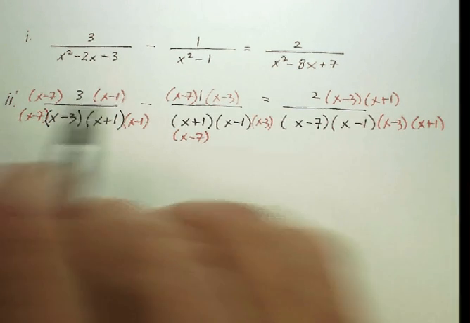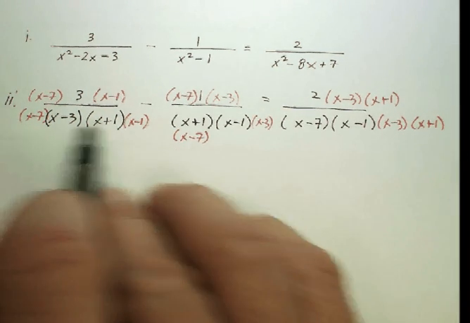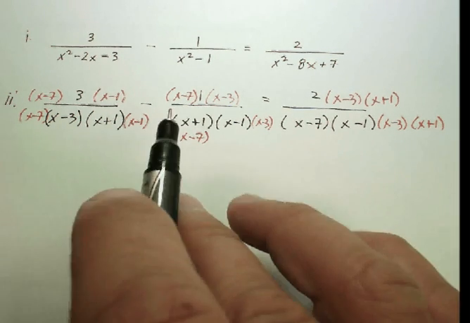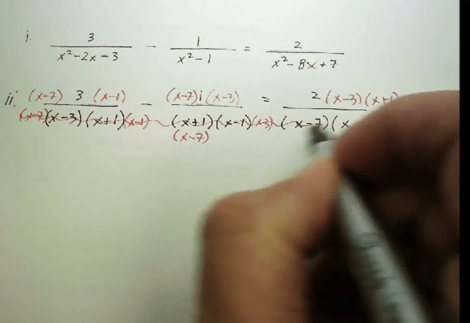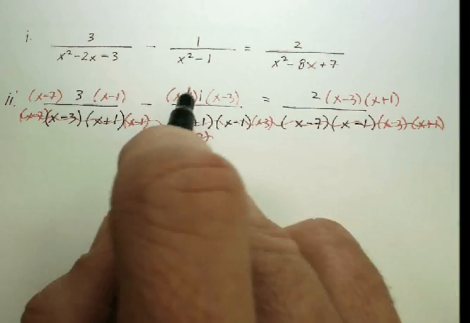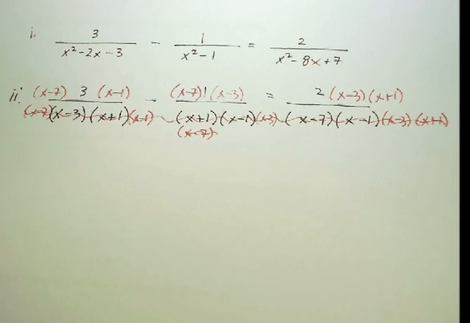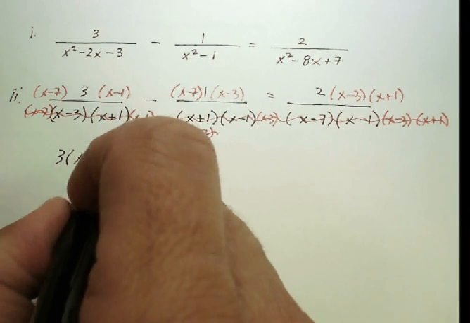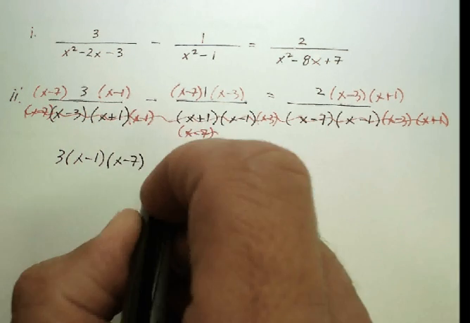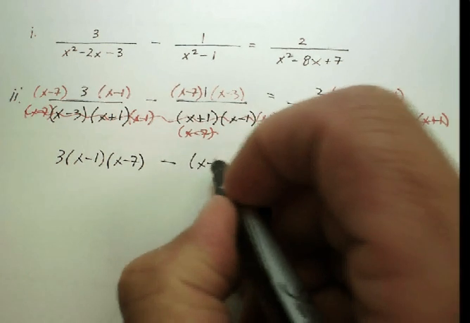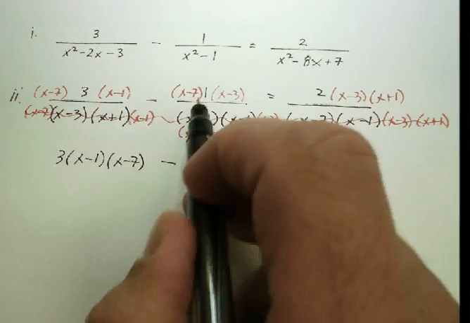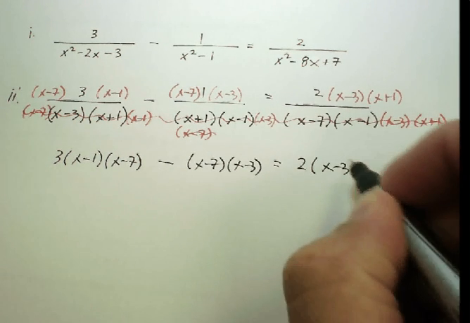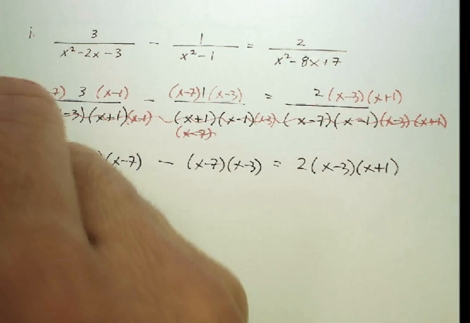Okay, now the good thing about this is I get to cross out the denominators. Because once all these denominators are the same, you've made the numerators proportional. Okay? So let's cross them all out and rewrite just what's up in the numerator. That's going to be 3 times x minus 1, x minus 7, minus x minus 7 times x minus 3. Again, I don't have to put the 1 there. And over here I got 2 times x minus 3, x plus 1.